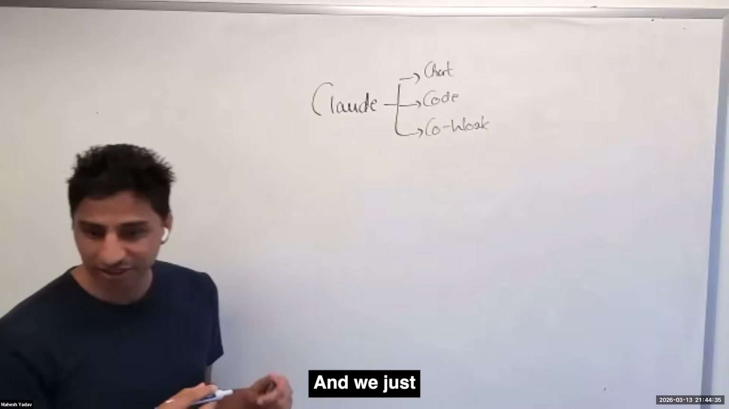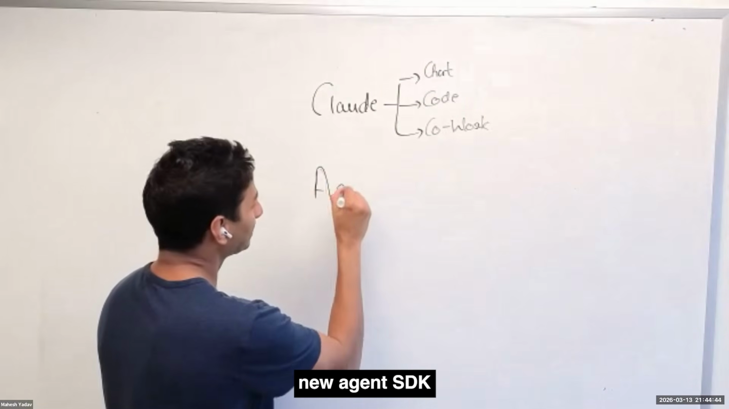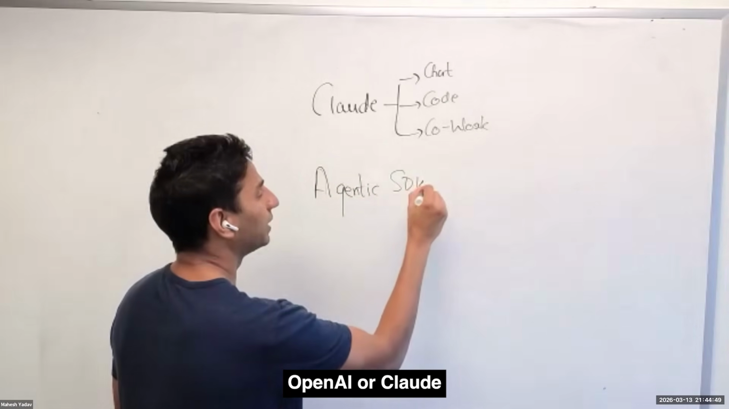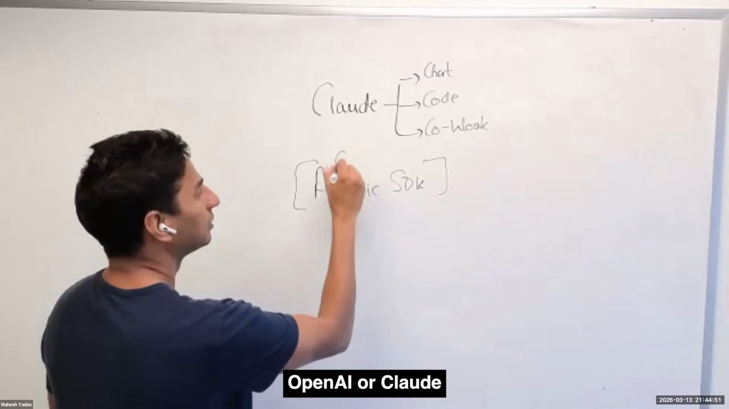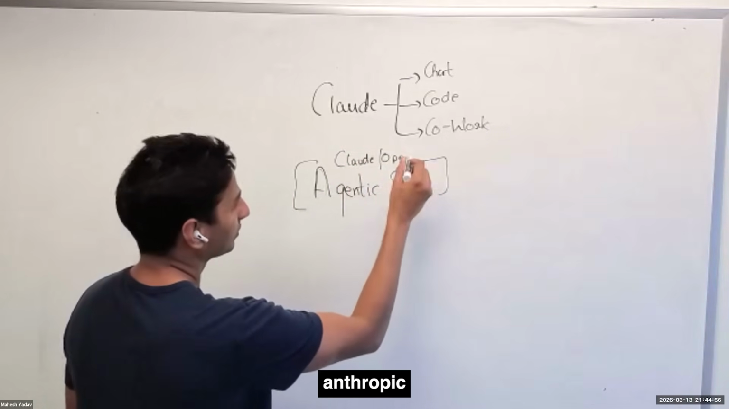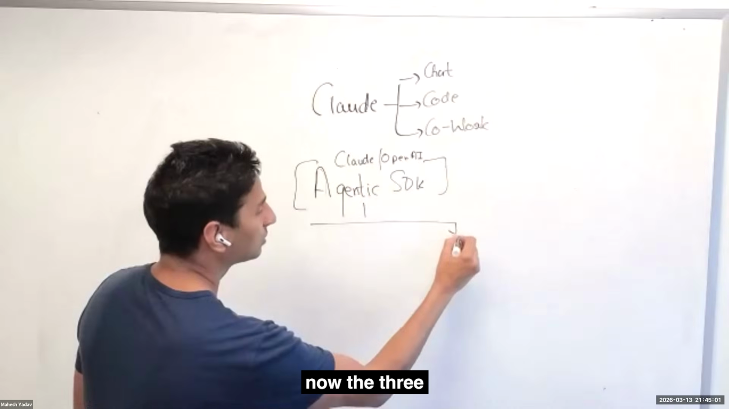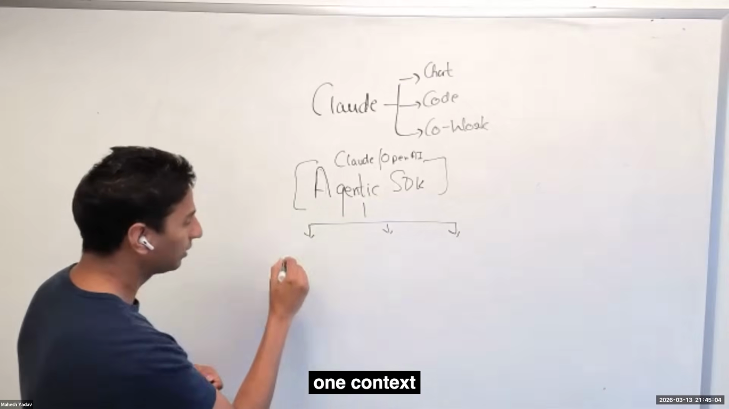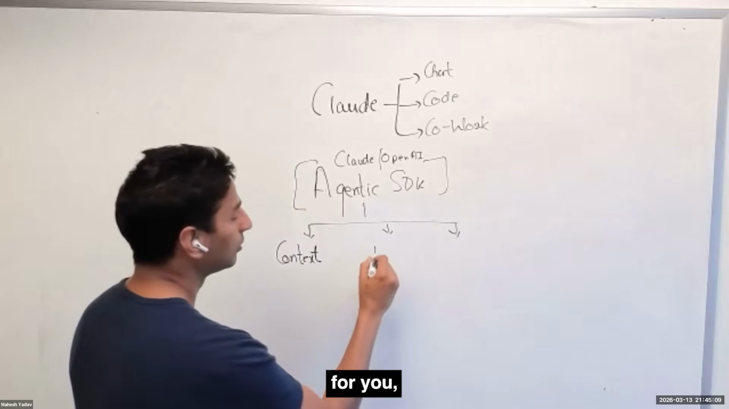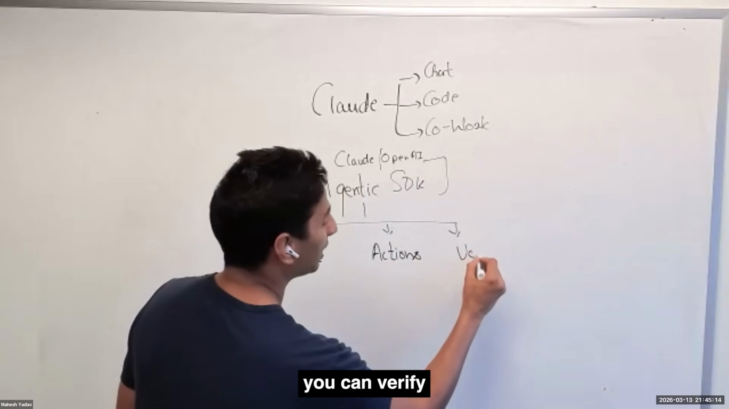Good. And we just understood that new agentic SDK, where you can say that OpenAI or Anthropic are now giving you three capabilities. One, context engineering. You need not do it, they will do it for you, or at least they give you enough that you can do it faster. You can take action, you can verify work.